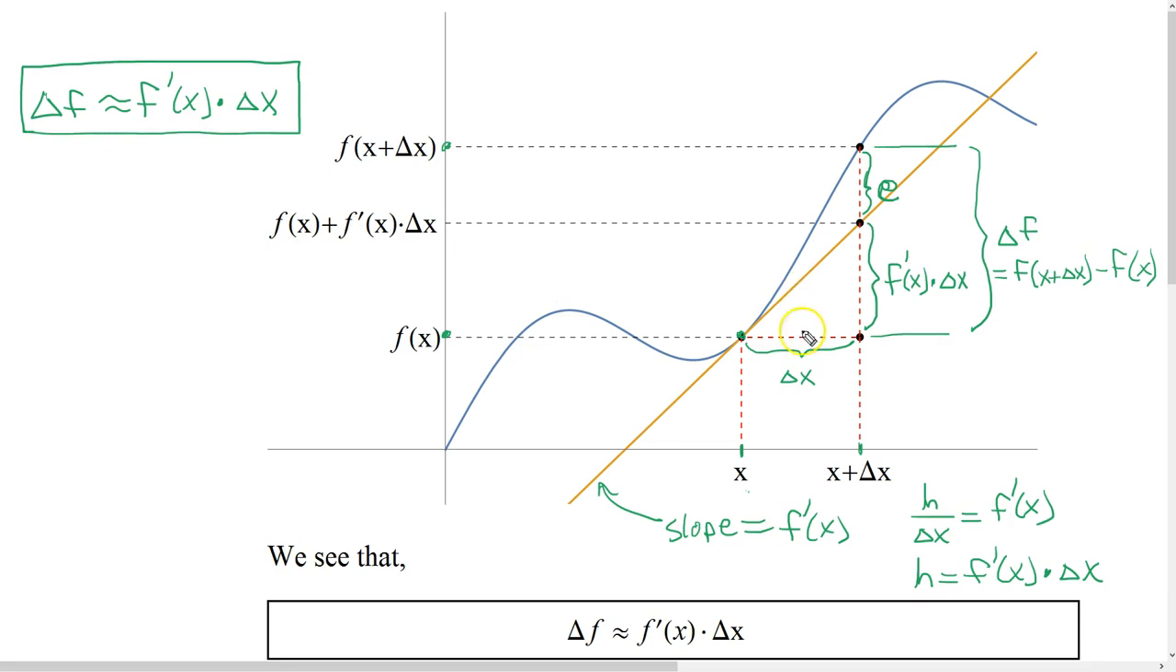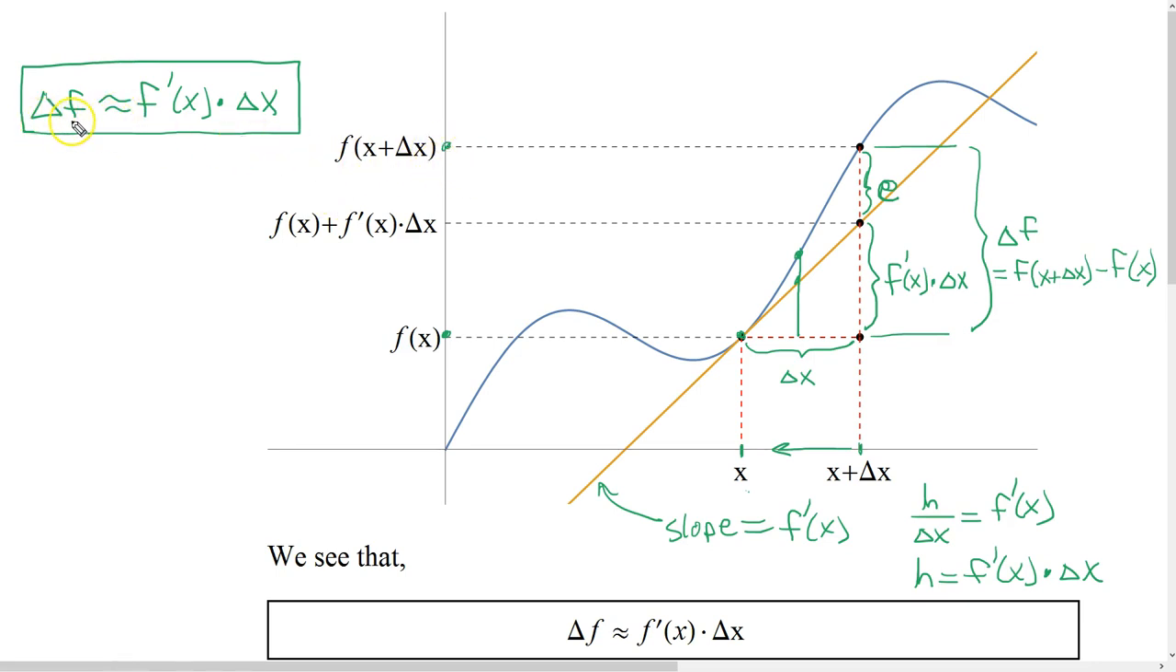And notice also that as we let delta x get smaller, this point will move towards x, of course. And notice how the error E, that would be the distance from here to here, is actually getting smaller and smaller as delta x approaches 0 and this point approaches x along the x-axis. So as delta x goes to 0, this approximation becomes better and better. It becomes equality eventually.